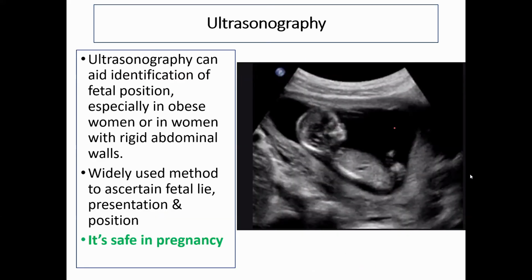What about the other methods to know the presentation and lie? Sometimes maternal obesity, the location of the placenta, hinder us from knowing the exact lie and presentation. In such cases we can take the help of ultrasound. Ultrasound can help in identification of fetal lie, position, even attitude you can see. It is widely used. Commonly, in every third trimester we send for ultrasound to ascertain the lie, presentation, as well as position, and it is safe in pregnancy.